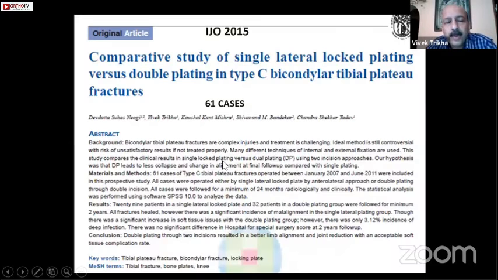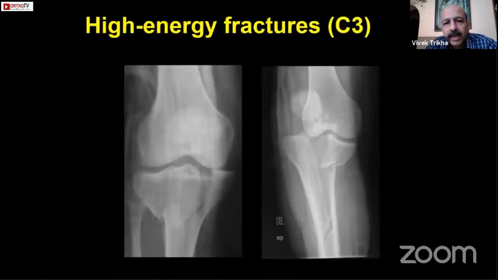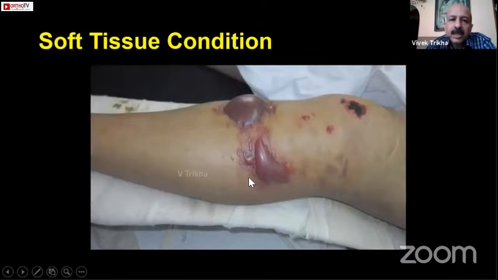And that is what we published also in IJO in 2015, where we compared a single plate with dual plates. And we found that the dual plates in bicondylar plateaus were giving us good results or better results as compared to single plates. With that premise, we continue further and see how the soft tissue considerations are affecting us.